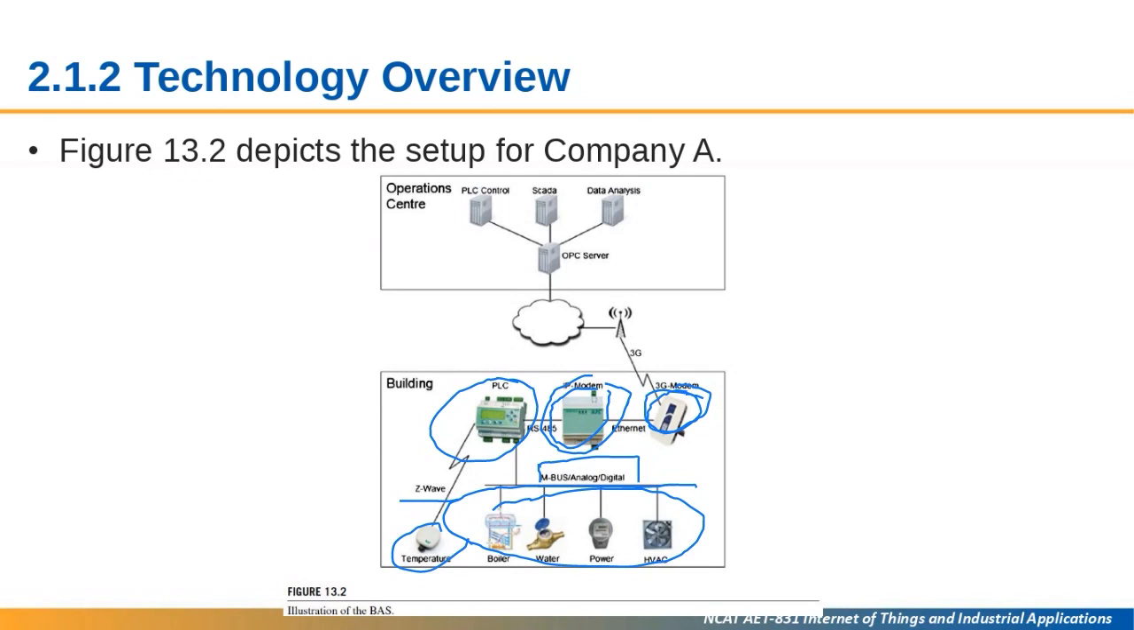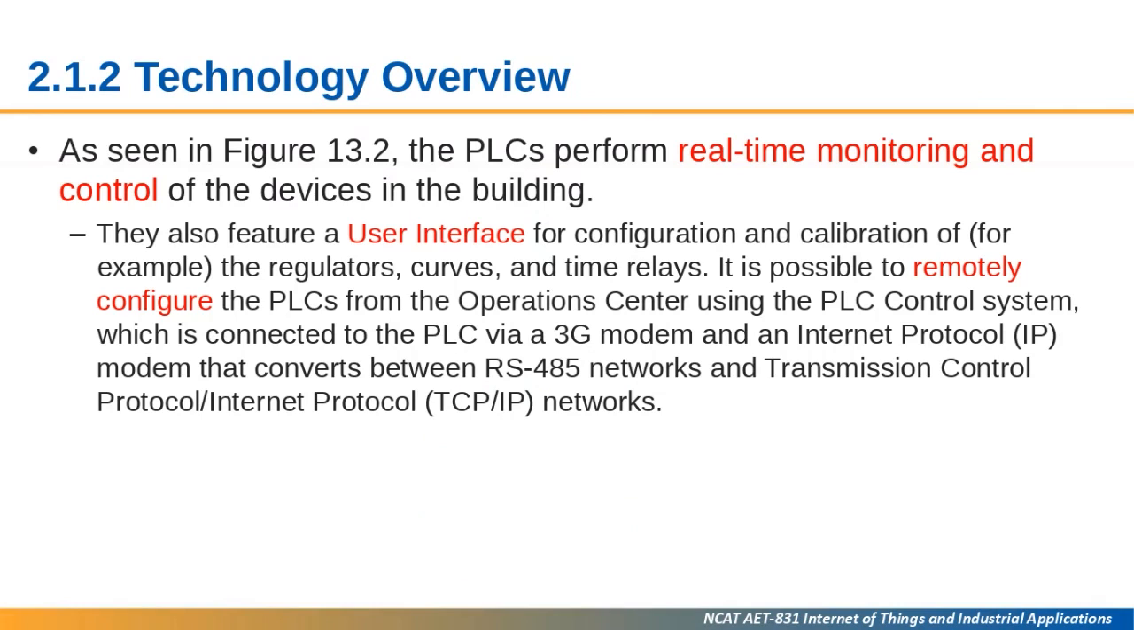So the same also here. But in your house, after you connect it to the hole in the wall, you already have internet. But in this case, it's a 3G modem, so they can have the wide area network capabilities. As can be seen, for the PLC monitoring and control, they also feature devices in the building and a user interface for configuration, and it is possible to remotely configure the PLCs from the operation center.